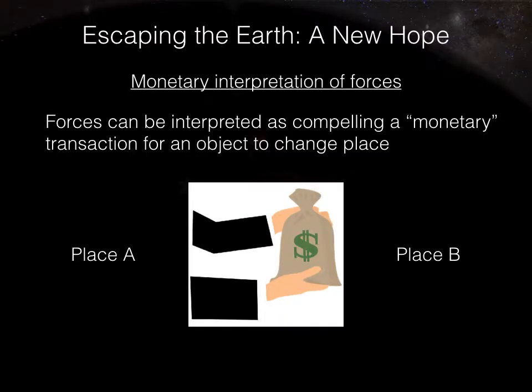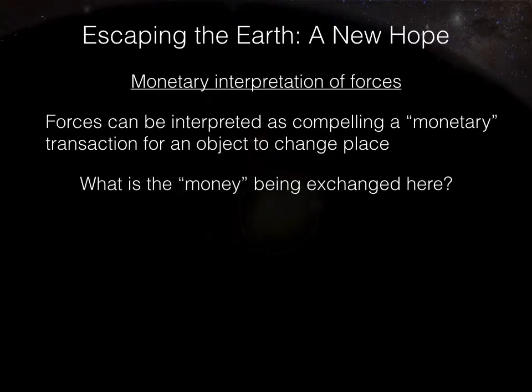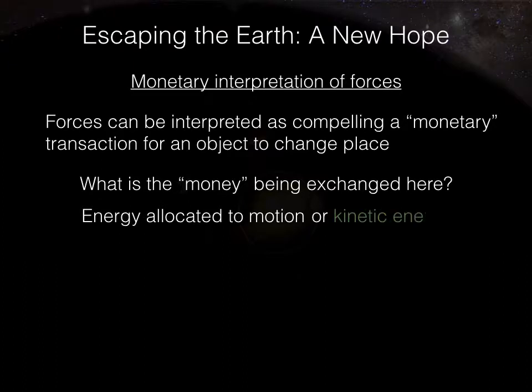So you could ask, what is the money being exchanged here? You exchange some token and then you can move successfully or not toward place B. Well, this particular money is what is called the energy allocated to motion. Some of you may know the name of this, but in case you don't, it is called the kinetic energy. The way it reads is quite simple. This is, by the way, the only equation of the talk. So Ek is half mass times velocity squared.